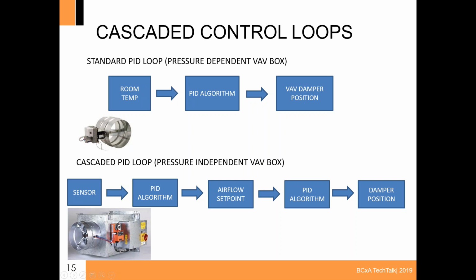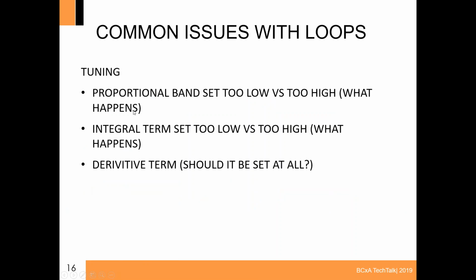Whereas with the pressure independent, you always have that little flow cross ring, and you're actually modulating the damper to maintain an airflow set point, and that airflow set point is determined by one of the loops.